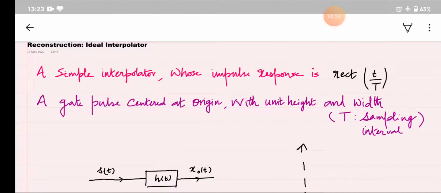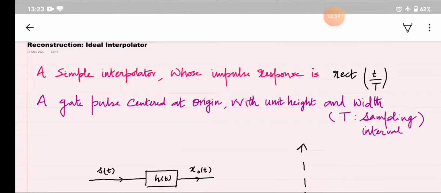In the previous video lecture, we have seen what is reconstruction and how the reconstruction can be done to reconstruct our continuous time signal, which was converted to its samples using a sampler.